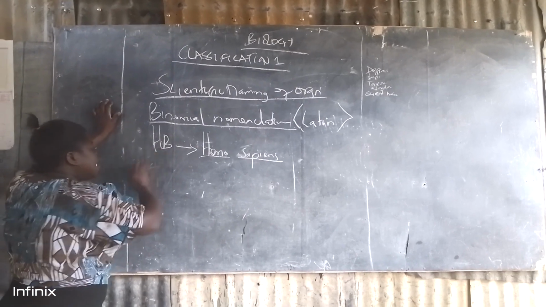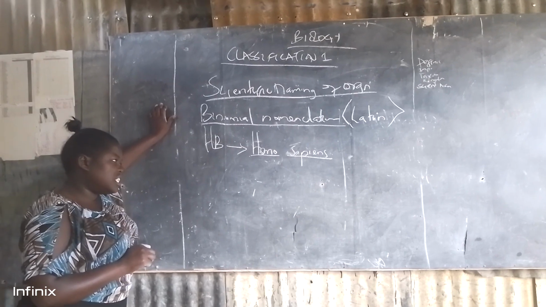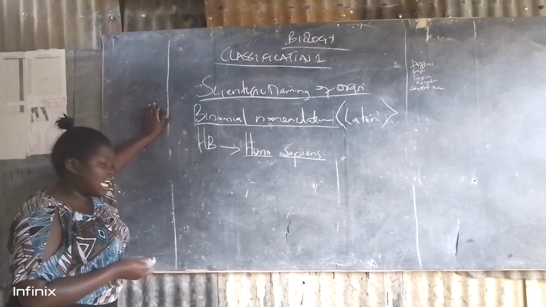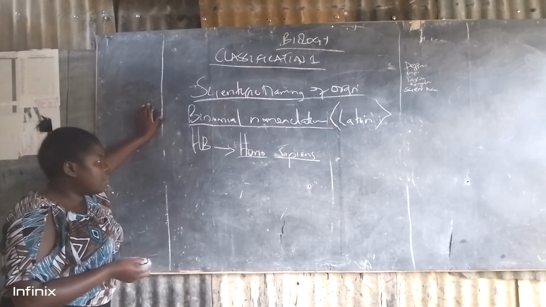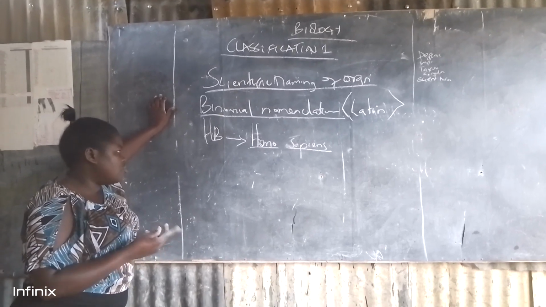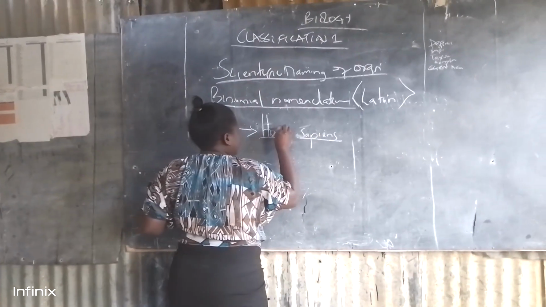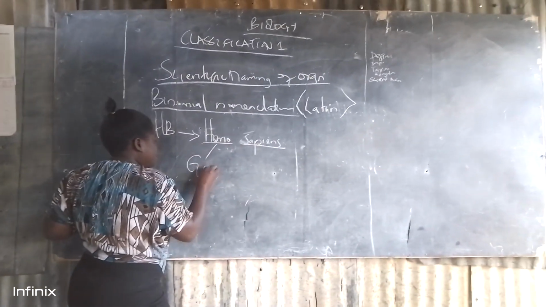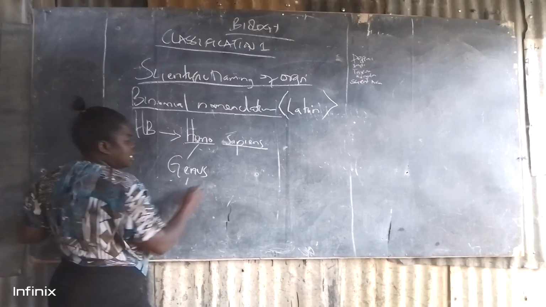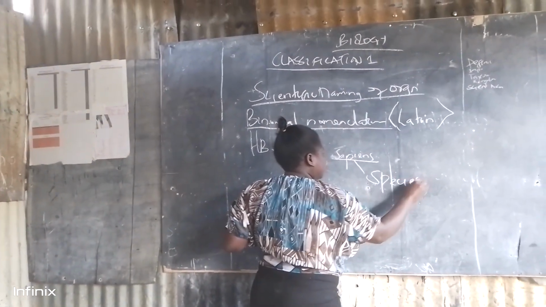But this human being can't be understood by everybody in the world. So they chose it wisely for better communication or understanding to each other. Let us give them the Latin name, that is the binomial nomenclature, the double naming of organism. So the first name here represents genus. The second name here represents species.